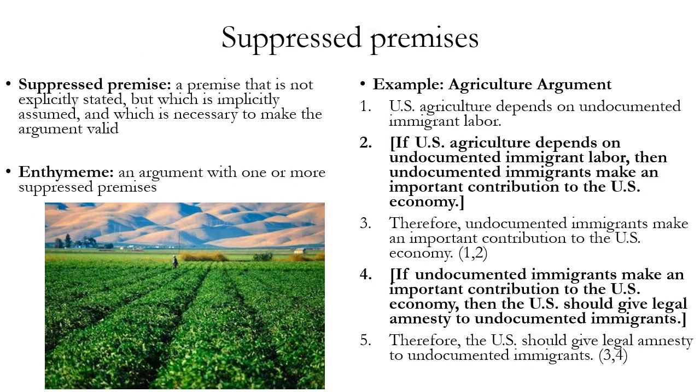So let's return to this idea of a suppressed premise. A suppressed premise is a premise that's not explicitly stated, but which an argument seems to implicitly assume, because you have to assume it to make the argument valid. Now, sometimes the person making the argument may not even realize that they have to make this assumption. Or they may have realized that the assumption is necessary, but they didn't state it just for purposes of abbreviation.